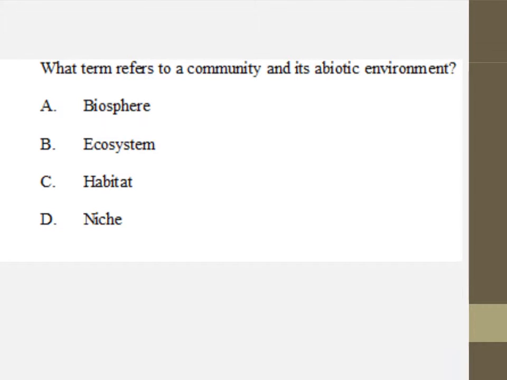So what term refers to a community and its abiotic environment? So again, now would be a good time to pause that. A community is all the living organisms, like all the different populations, and the abiotic environment. Together they make up the ecosystem.